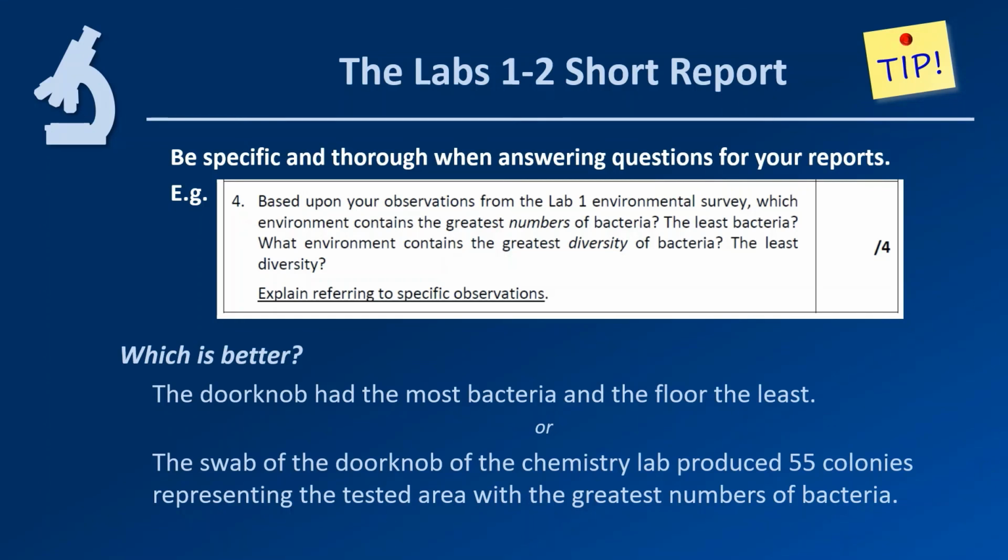The first one doesn't tell me that much. It certainly tells me that you had more bacteria on the doorknob, more than the floor, but how many more? Was it 100 more, 1,000 more, 2 more? It's not specific enough. So make sure that you are specific, and you can see that's one way to do it. Obviously, this doesn't answer everything. It doesn't answer the diversity, and it doesn't answer the least. So this is 4 marks, so you might need 4 sentences to answer this question fully.